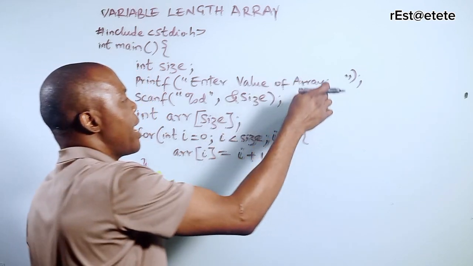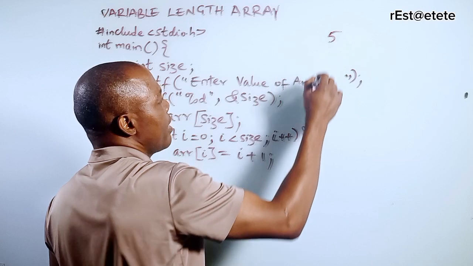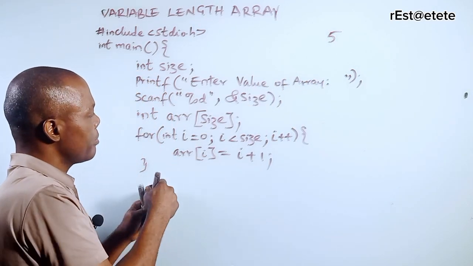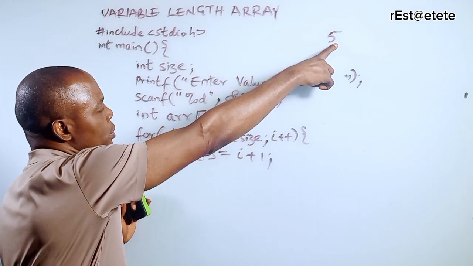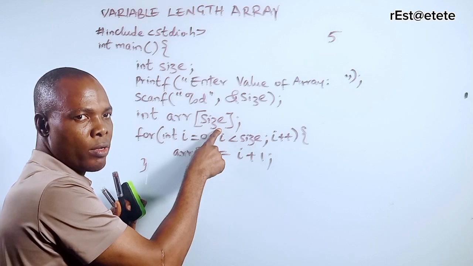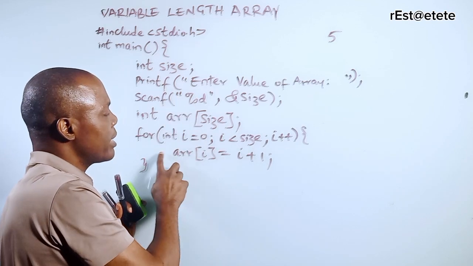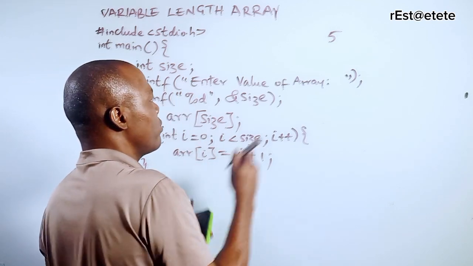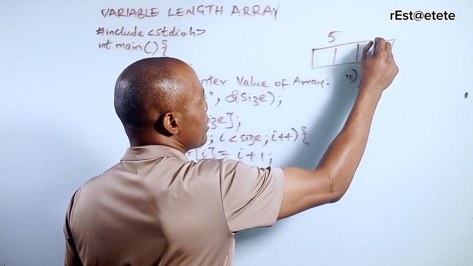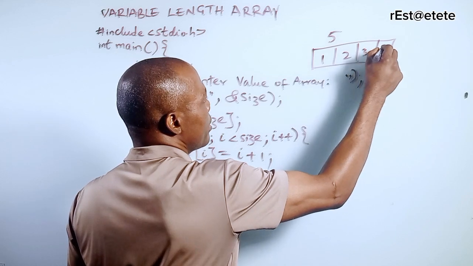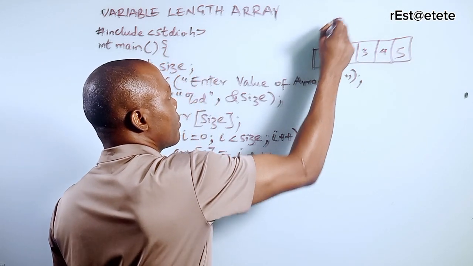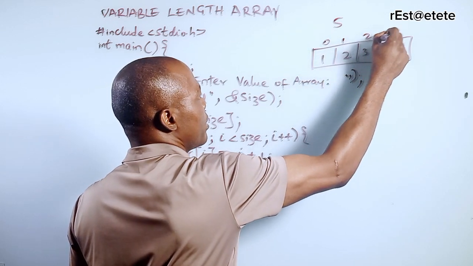So if here I say the array size is 5 and I press enter, it's just going to do this. So it will come here. When I type 5 on the board, it will assign the 5 to this size. Then I declare my array, and the size of the array will be what? 5. The moment I press enter, this for loop will assign the value, will populate the array as this. 1, 2, 3, 4, 5. 0, 1, 2, 3, 4.